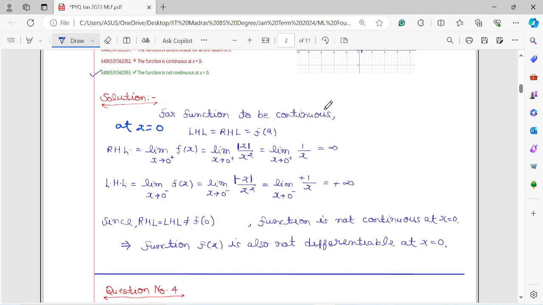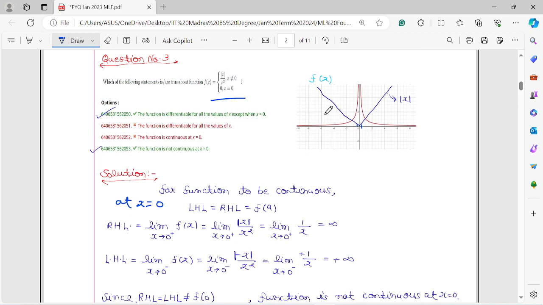And for the same reason, since RHL equals LHL but does not equal the value of the function at 0, the function is not continuous at x equal to 0. And because the function is not continuous, it is also not differentiable at x equal to 0, because for a function to be differentiable, it must be continuous. So you can easily eliminate the wrong options.